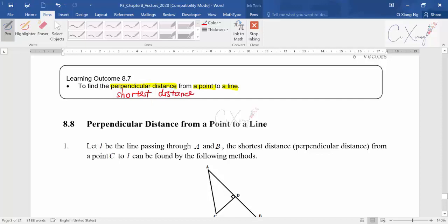So from a point to a line, that means you have a line, and they want you to find the distance from the point to the line. This is what we call perpendicular distance. In our notes we provide three different methods. Two of them involve the dot product, and another one involves the cross product.